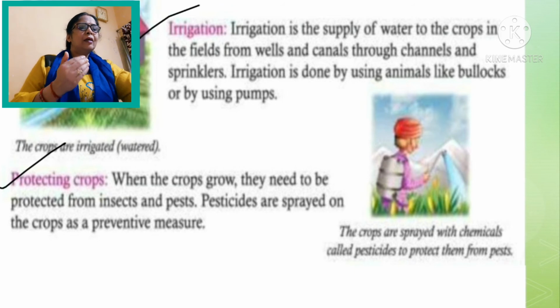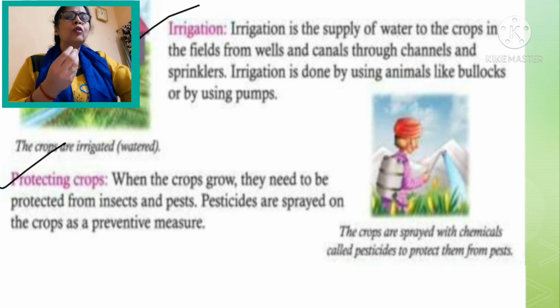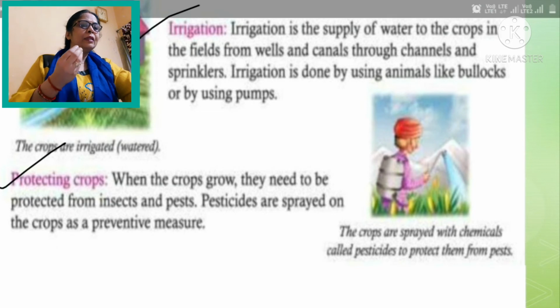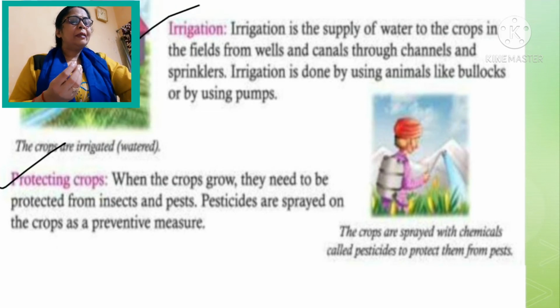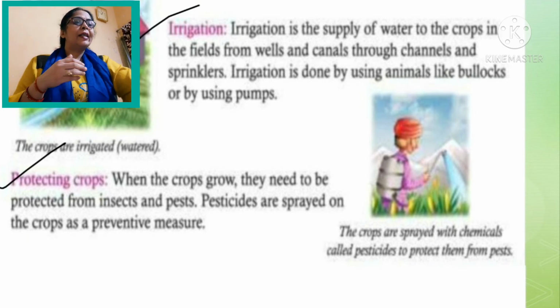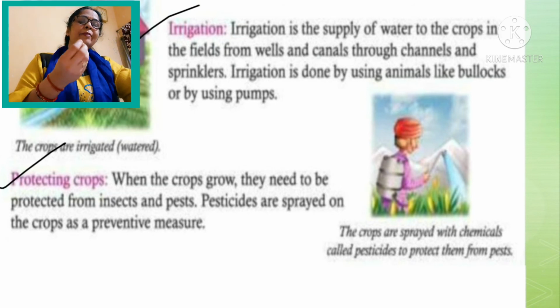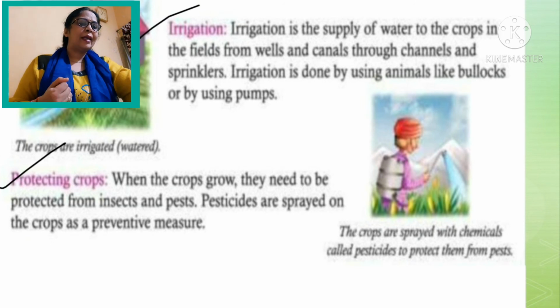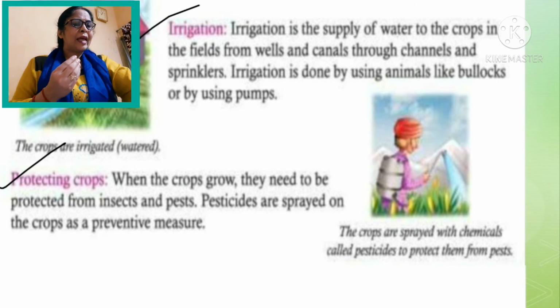In some plants we see that a new plant can grow through their leaves. For example, Bryophyllum, this is the plant in which new plants can grow through their leaves. In the margin of the leaves buds are present, and through them new plants can grow. Reproduction by spores: some plants like mosses and ferns grow from their spores.